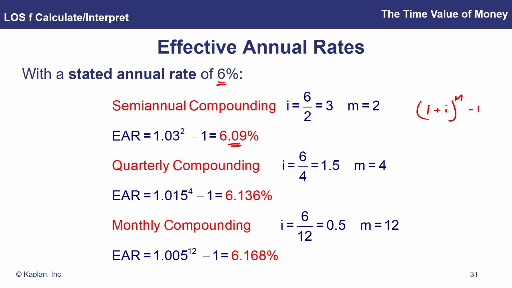So as the number of periods of compounding goes up, the effective annual rate will get bigger and bigger and bigger. Monthly compounding, 6 divided by 12 to get the monthly rate of 0.5%. m is 12, so 1.005 to the power of 12, subtract the 1 you added, 6.168%. So I think it's worth being able to do that manually.